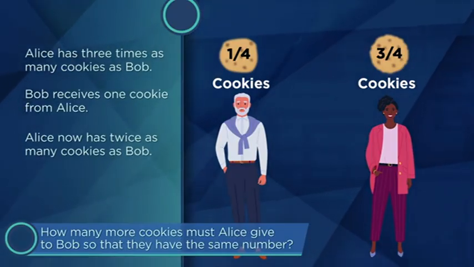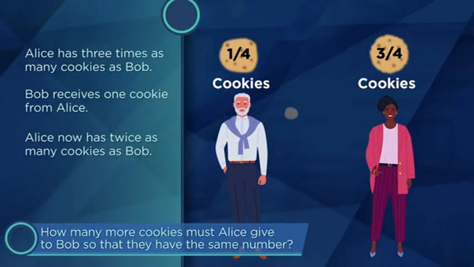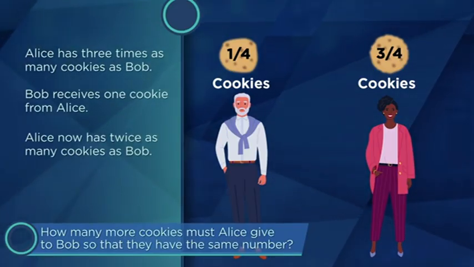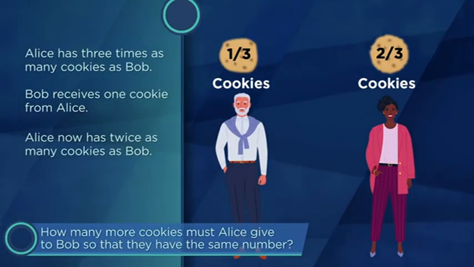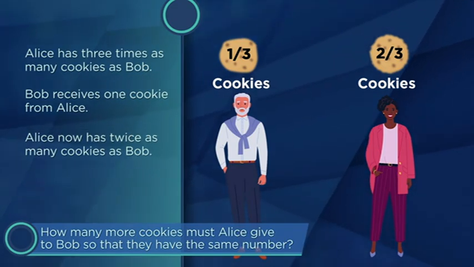Likewise, after Alice hands over 1 of her cookies, thereby producing a situation in which she has only twice as many cookies as Bob, we can say that Alice now has 2/3 of the cookies compared to Bob's 1/3. Reasoning as before, if Alice has twice as many cookies as Bob, then 2 out of every 3 cookies are hers and 1 out of every 3 is Bob's.